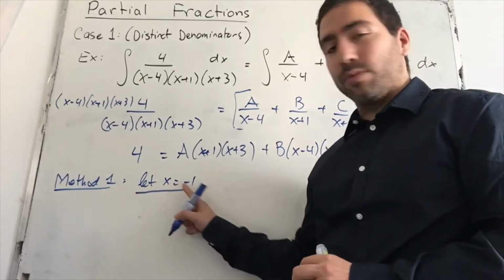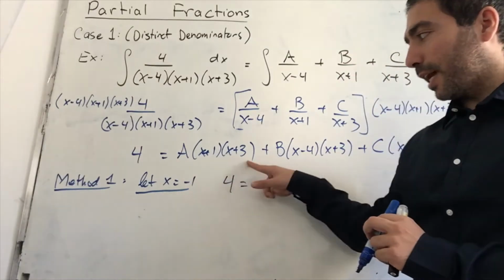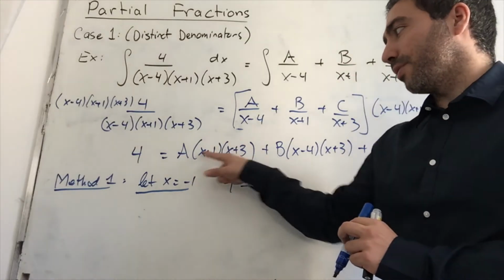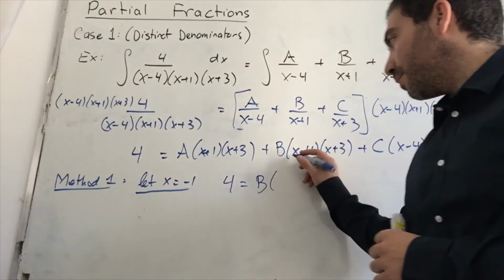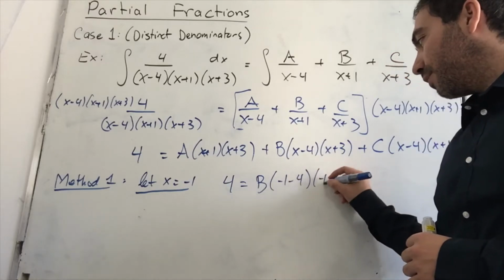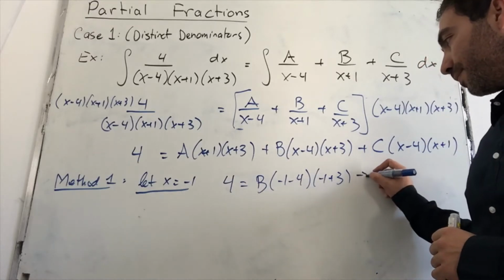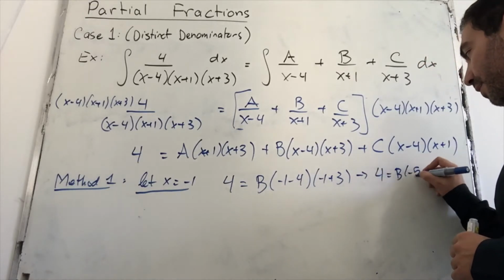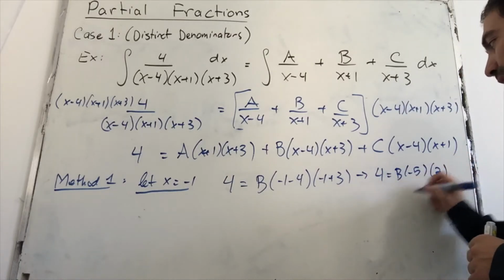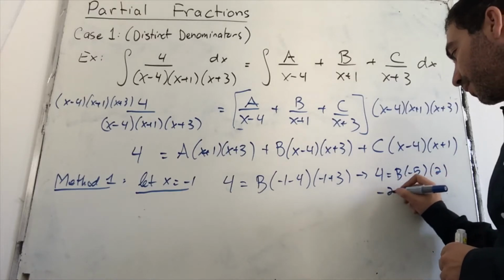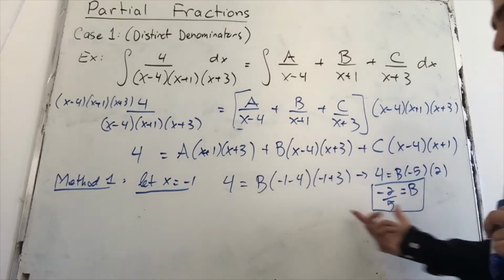So if I let x equal -1, what I'm left with on the left-hand side of the equation is 4 equals, this term cancels because -1 plus 1 gives me 0. So a times 0 times x plus 3 is 0. And we're left with b times -1 minus 4, -1 plus 3. And this we could solve for. So -1 minus 4 is -5, and -1 plus 3 is just 2. So 4 equals -10b, and b equals -2/5. Okay. So we're able to solve for b.